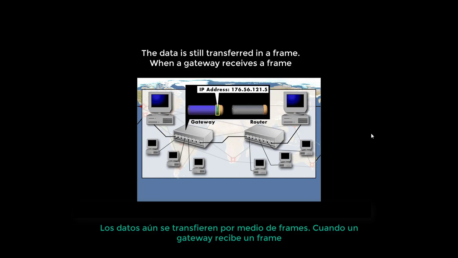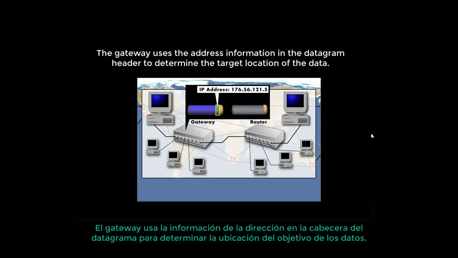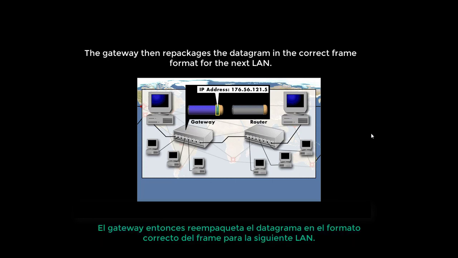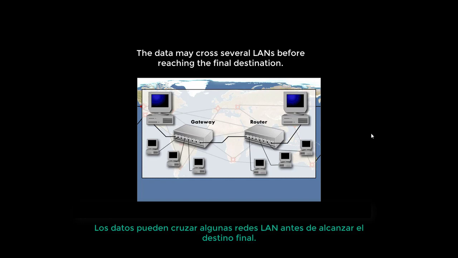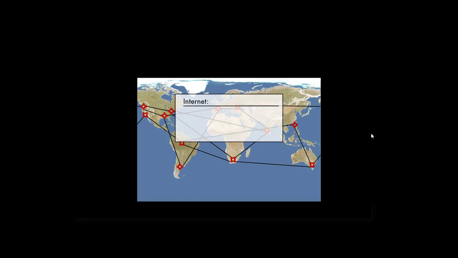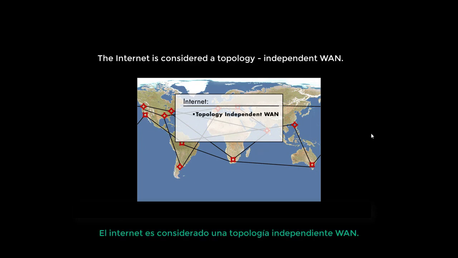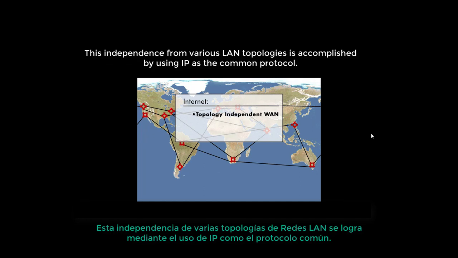When a gateway receives a frame, the gateway uses the address information in the datagram header to determine the target location of the data. The gateway then repackages the datagram in the correct frame format for the next LAN. The data may cross several LANs before reaching the final destination. The Internet is considered a topology-independent WAN. This independence from various LAN topologies is accomplished by using IP as the common protocol.